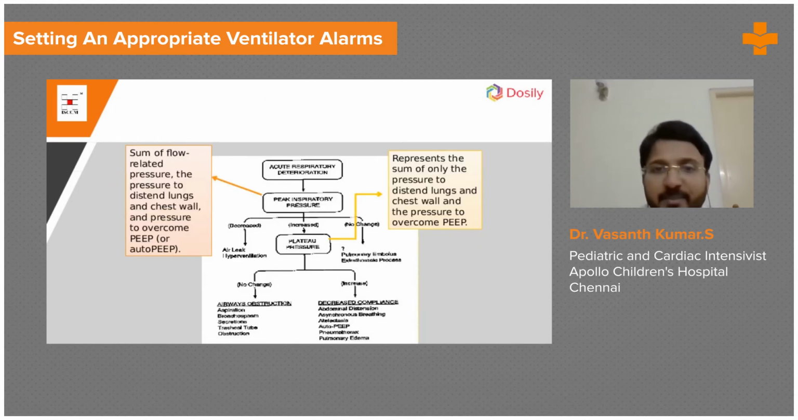So this high peak pressure alarm is a red alarm. To identify the cause, you see the graphics and you put an inspiratory pause and look at the plateau pressure. If the plateau pressure is high, then the cause of increased peak pressure is a compliance problem. If the plateau pressure is normal or low, it is probably due to an airway problem.